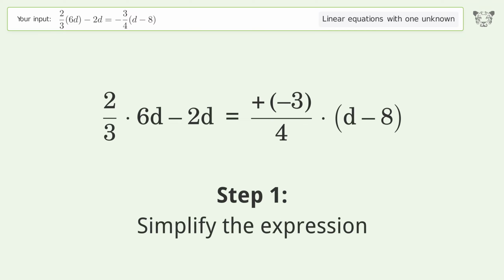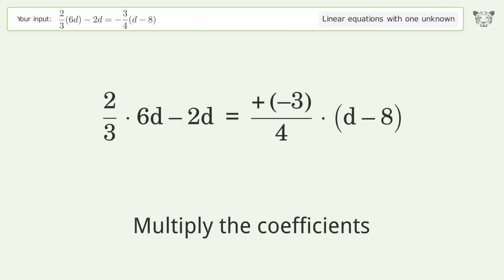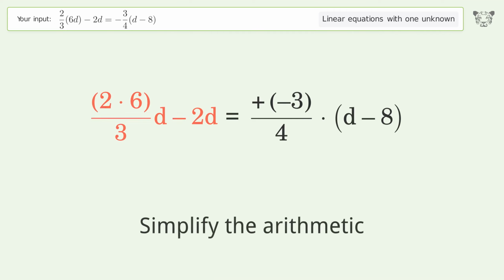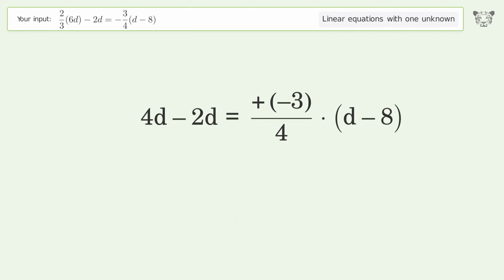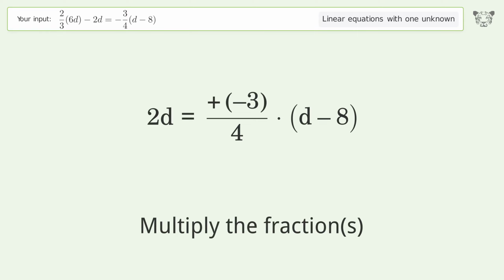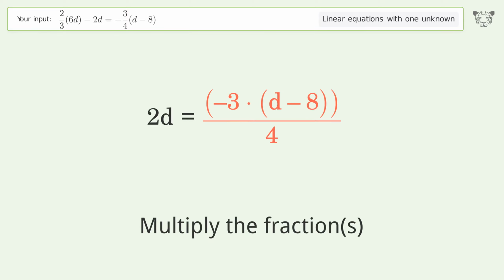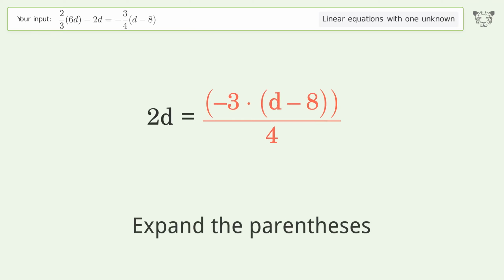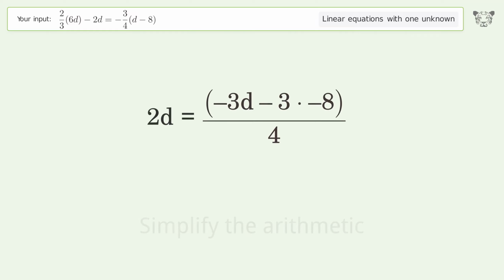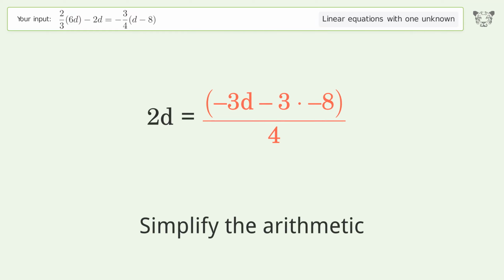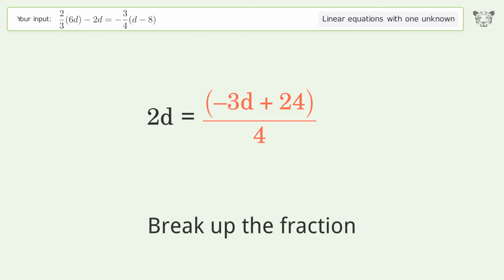Simplify the expression. Multiply the coefficients. Simplify the arithmetic. Multiply the fractions. Expand the parentheses. Simplify the arithmetic. Break up the fraction.